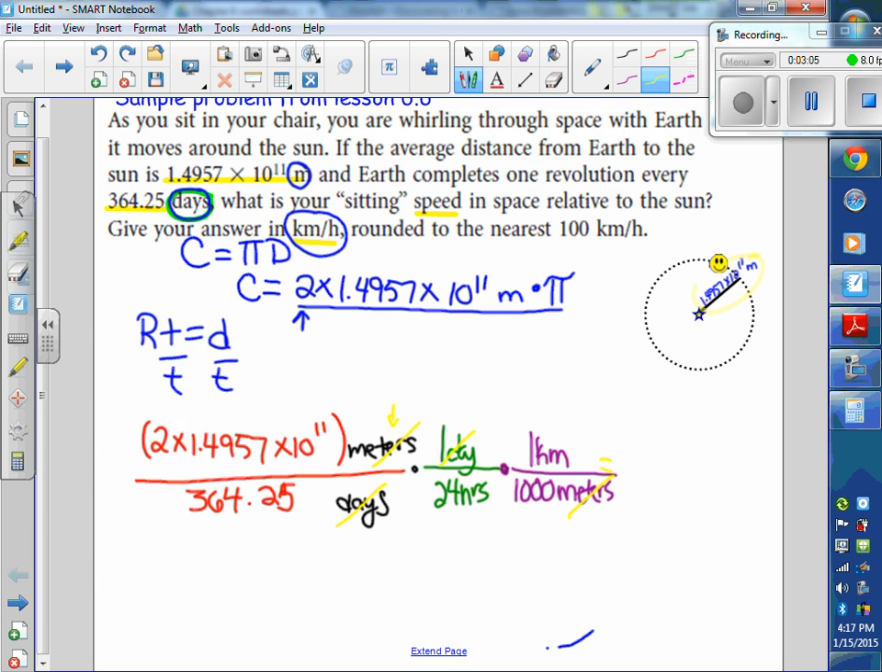So we can just multiply everything in the numerator. So I'm going to do that. When I do that, oh, I left the pi off here. When I do that, I get about 9.3977, and I left the times 10 to the 11th there. And I'm going to store that on my calculator. We can practice that tomorrow.